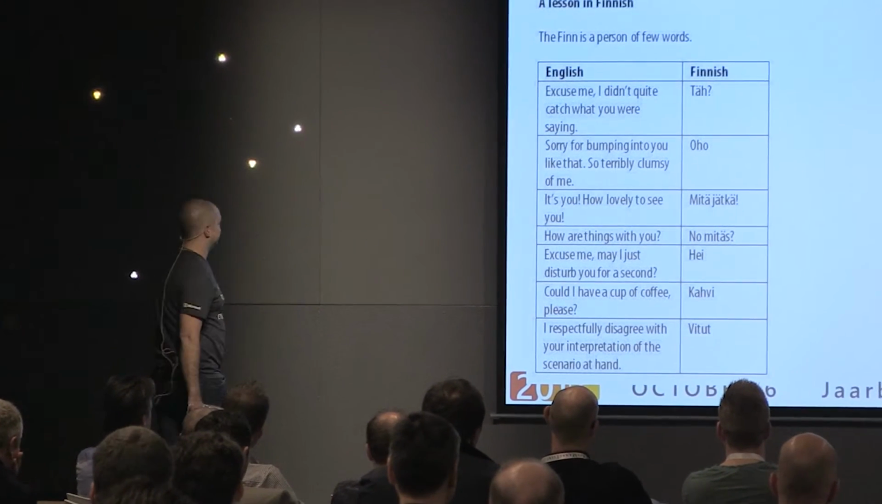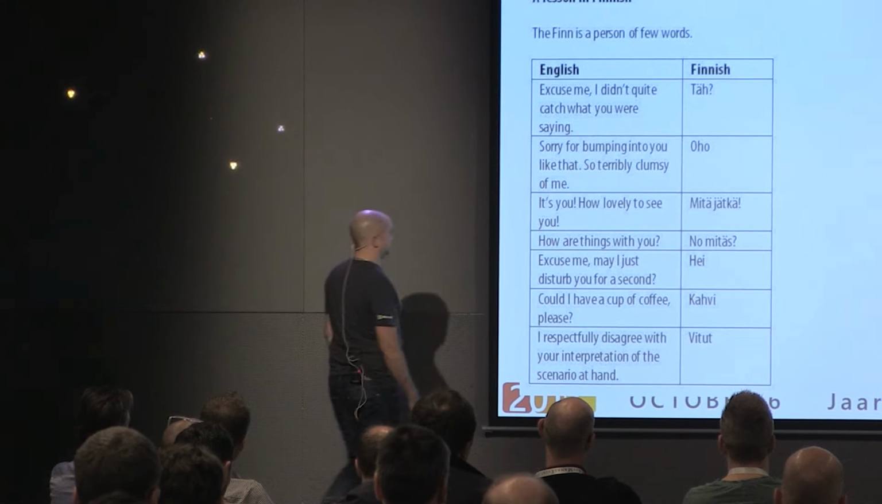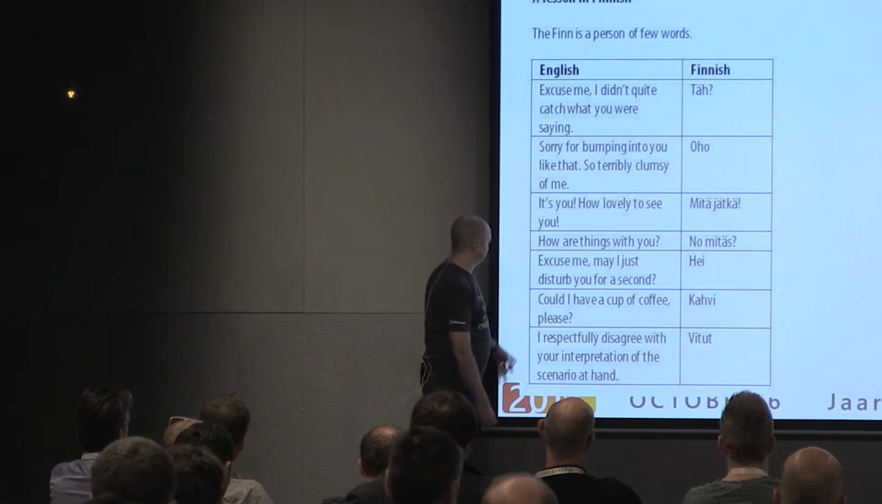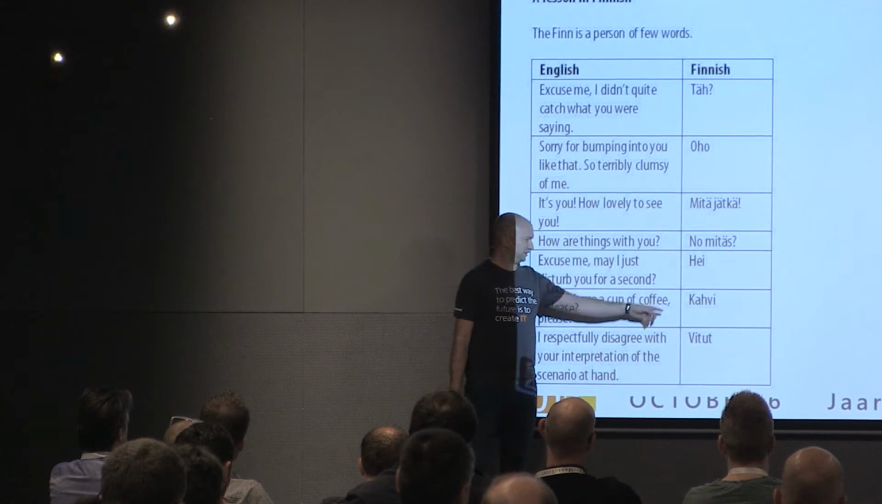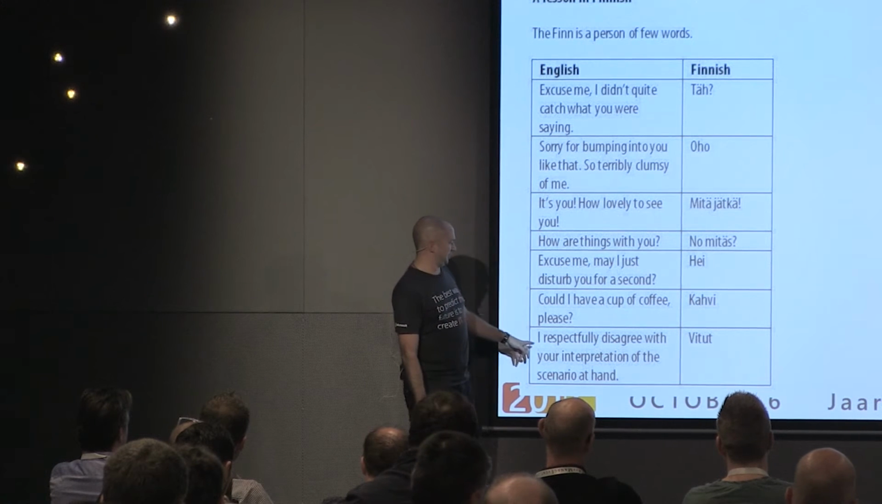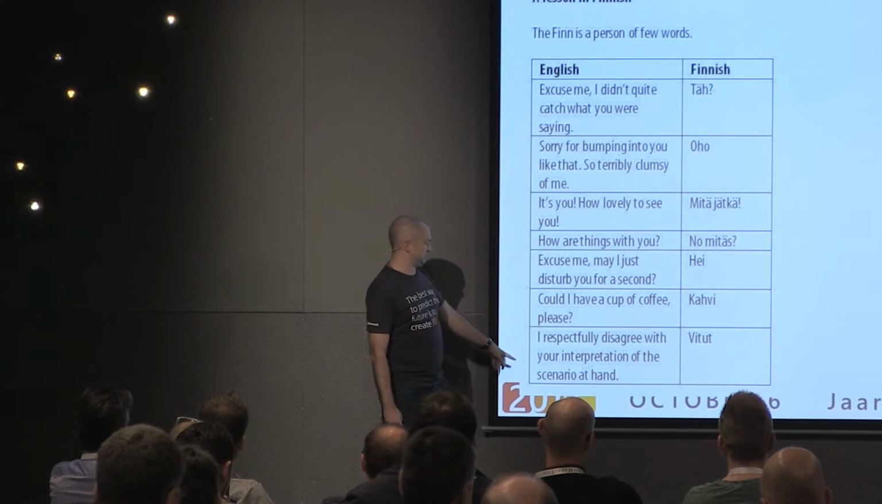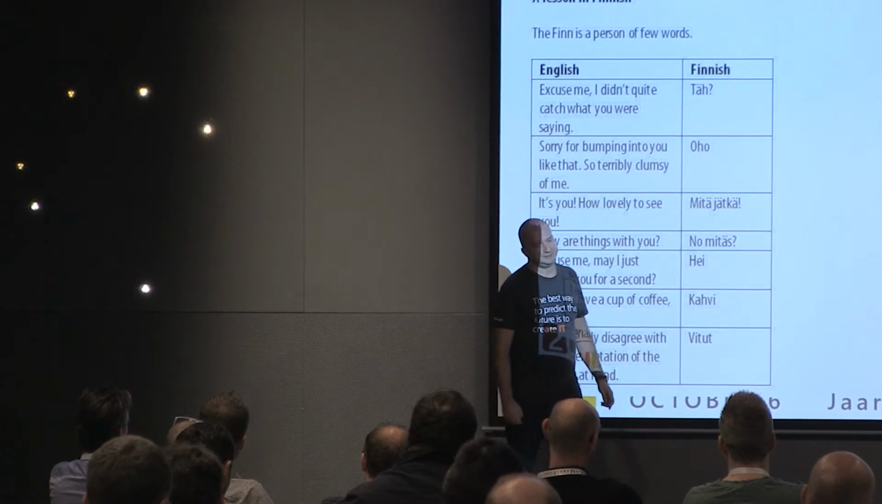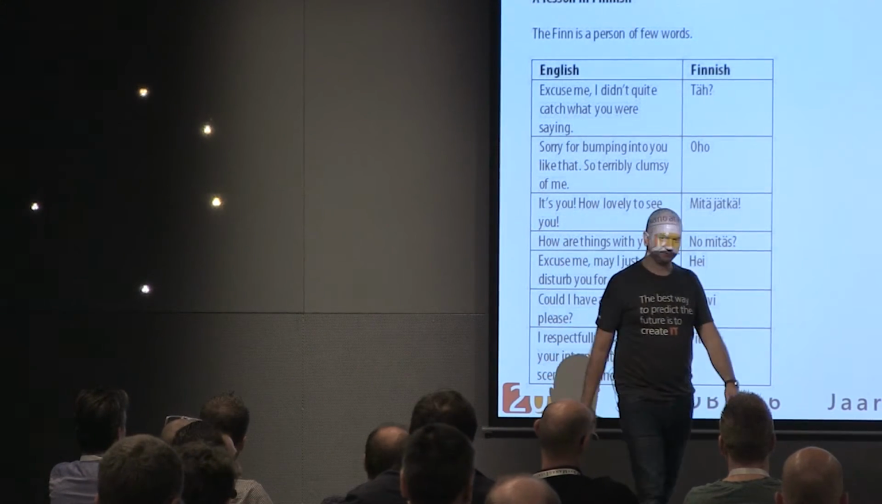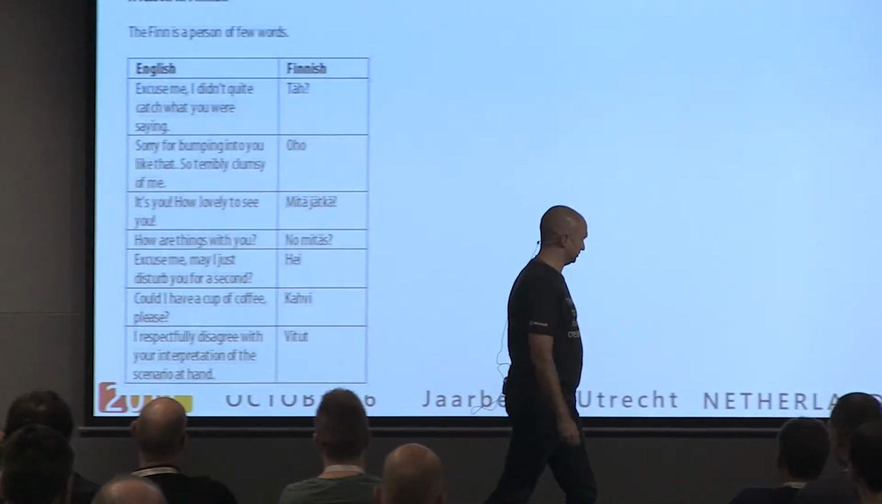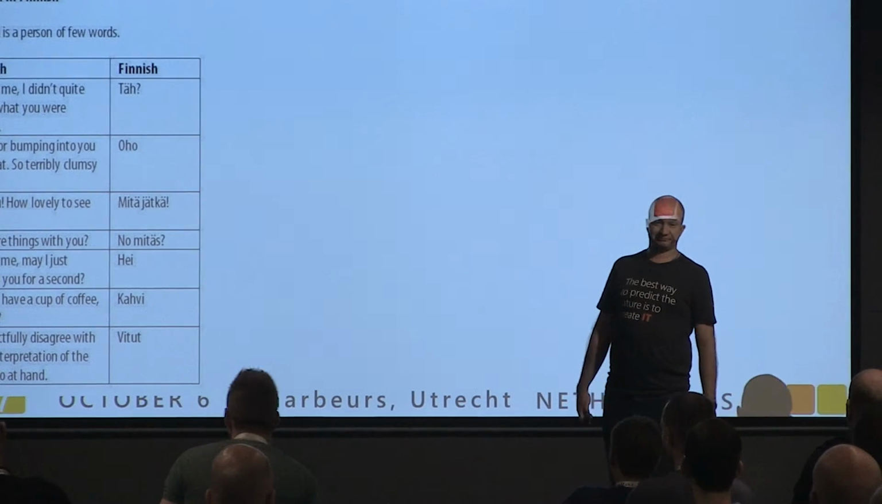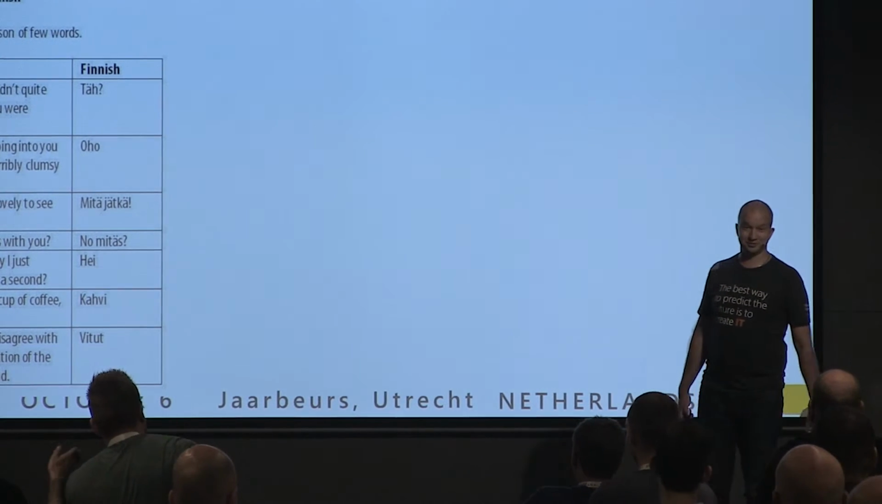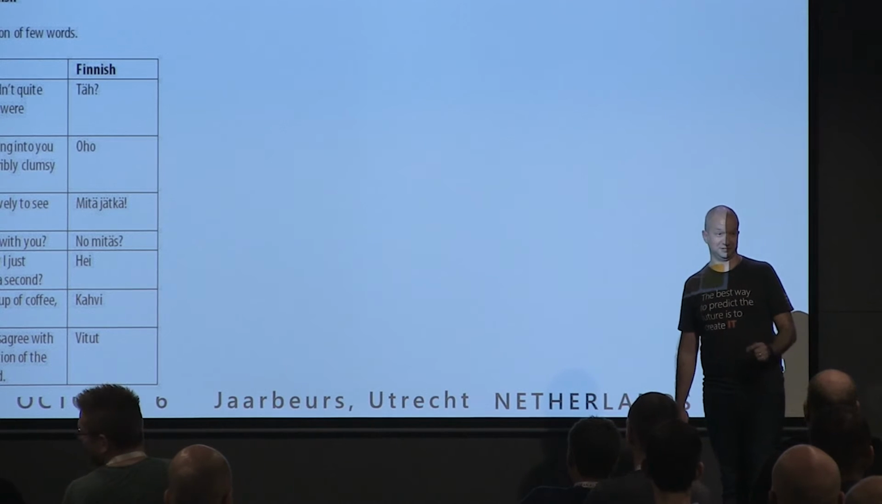I love this. It's you, how lovely to see you. Finnish would say, mitä jätkä? Could I have a cup of coffee, please? Kahvi. I respectfully disagree with your interpretation of this scenario at hand. Vitut. It's a simple language. We're not trying to be rude. It's just very simple. And don't try to drink with us. Do not dare us. I'm serious about this.